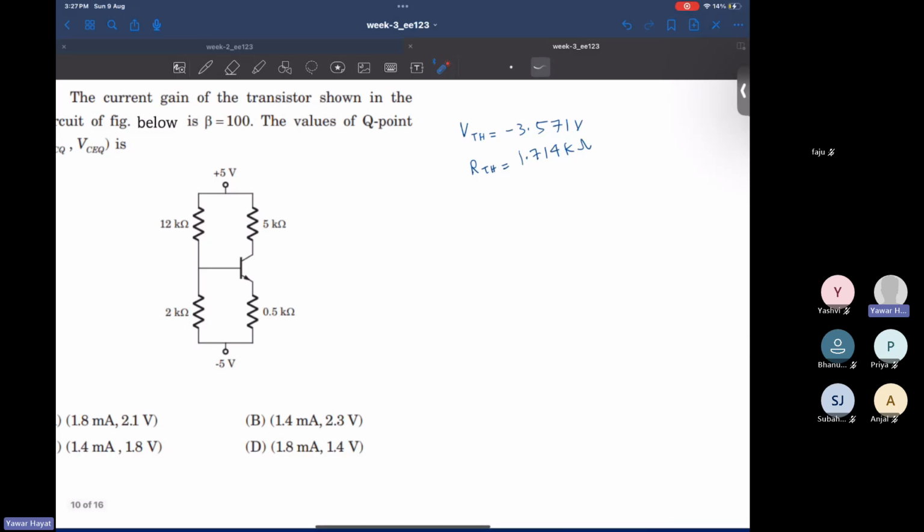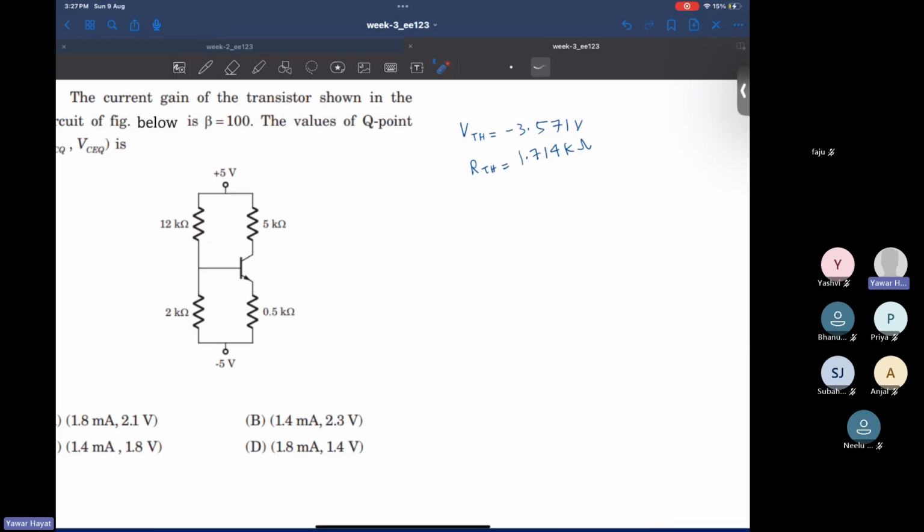We can obviously assume that your VBE is 0.7 volt. Assuming that is the case, what is your VE? VE is VB minus 0.7. Right. And your VB, what's that? VTH minus IB RTH. Correct?